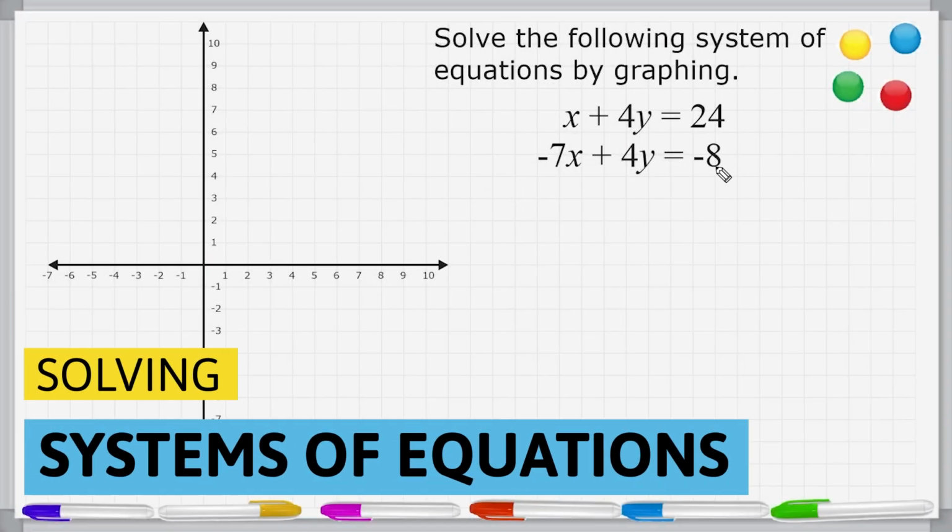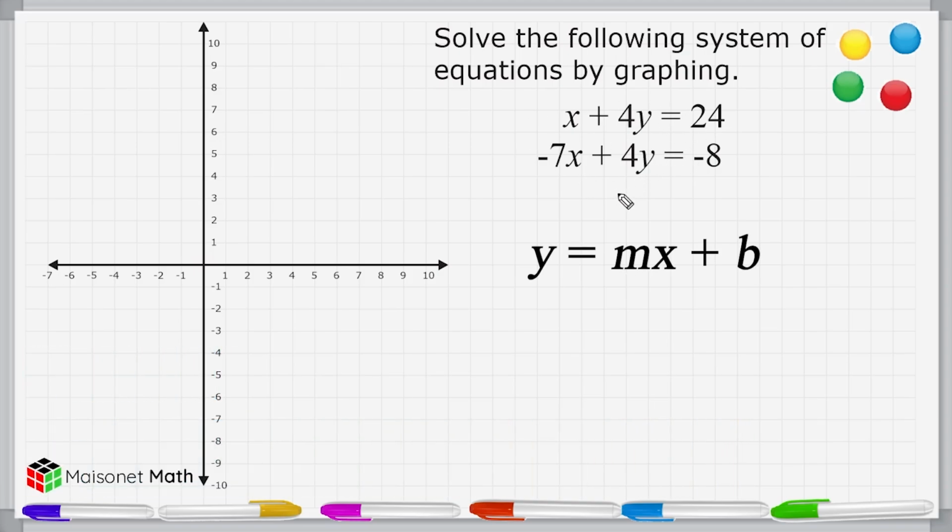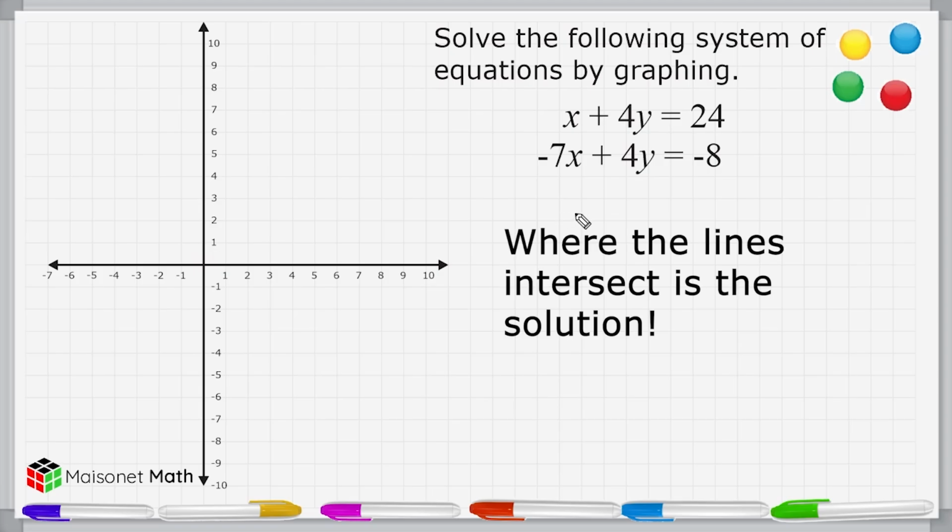All right, so we have a system of equations here that we have to solve through graphing. So what we're going to do is take each one of these equations and rewrite them in slope-intercept form, graph each one of those resulting lines, and then figure out where those lines intersect, because it is that single point, that x and y value, which is considered the solution to our system of equations.